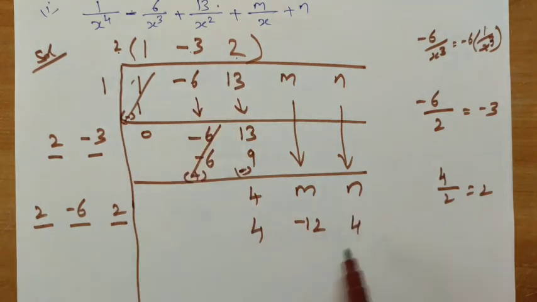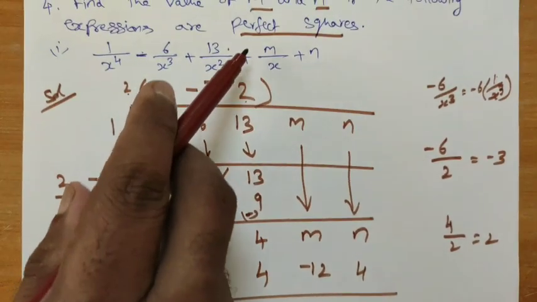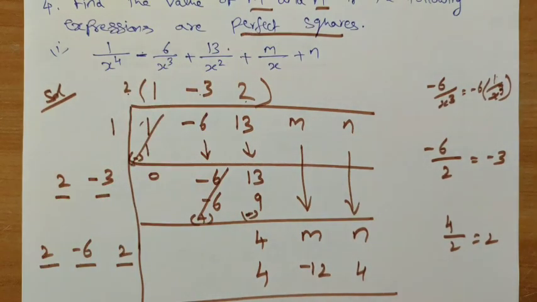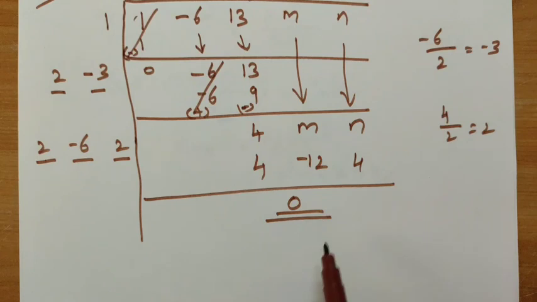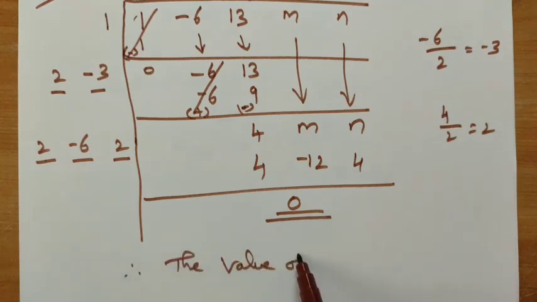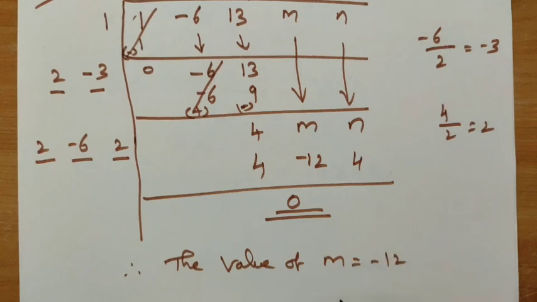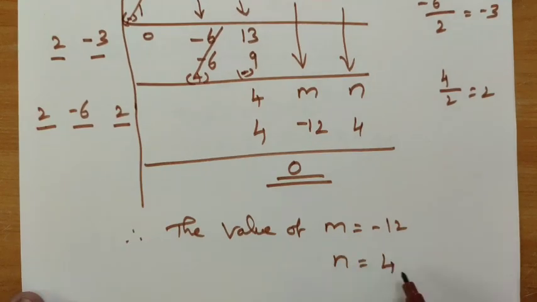2 2s are 4. And then the question is given that it is a perfect square, so it becomes 0. Therefore, the value of m is equal to minus 12. The value of n is equal to 4. This is the solution for the sum.